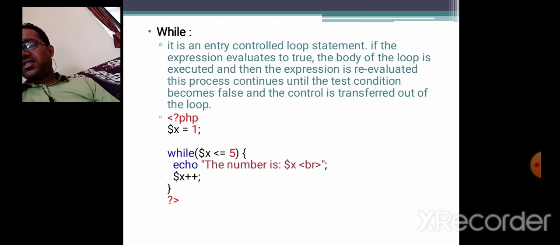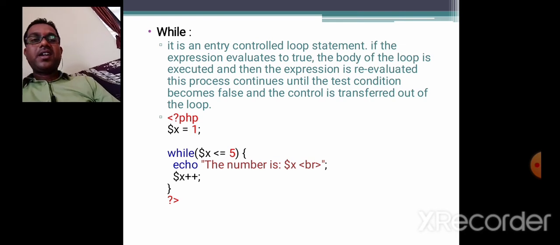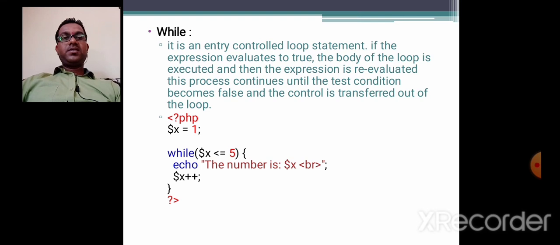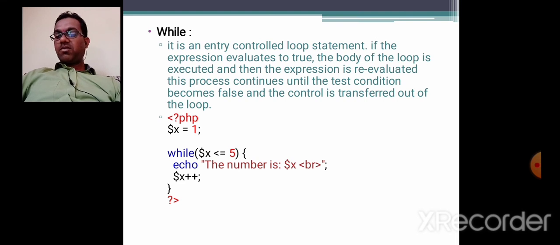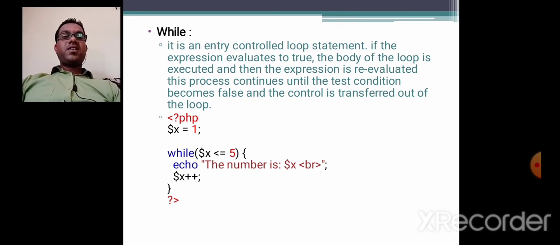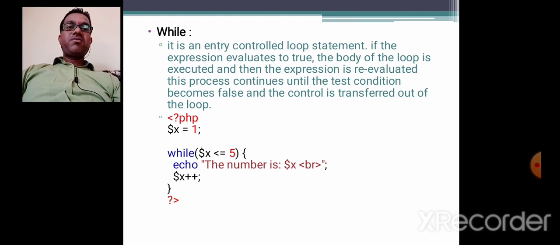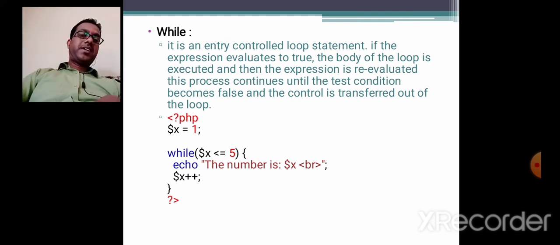Our next statement is while. We know that while is a loop. The while loop is the simplest entry control loop. The while loop executes a block of code until a certain condition is met. An example is given here. $x equals 1, while $x is less than or equal to 5, which means this block is continuously executed until the condition x less than or equal to 5 is no longer met.